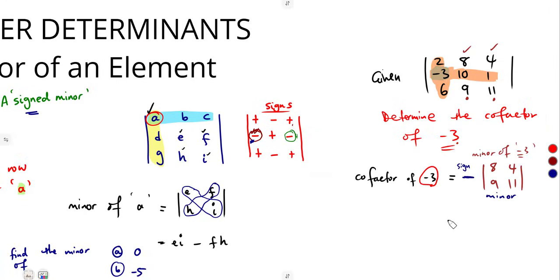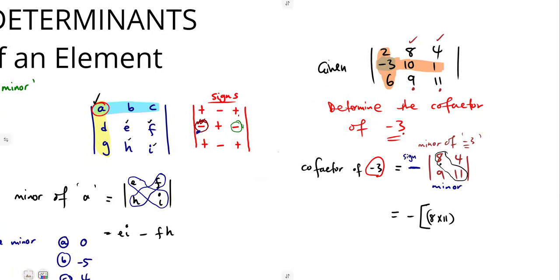So this is going to give us what? Negative. You determine the minor, guys, which is simply the determinant, just like the previous case that we had. Major diagonal, 8 and 11, minus the minor diagonal, 4 and 9. AD minus BC: minus 4 times 9.